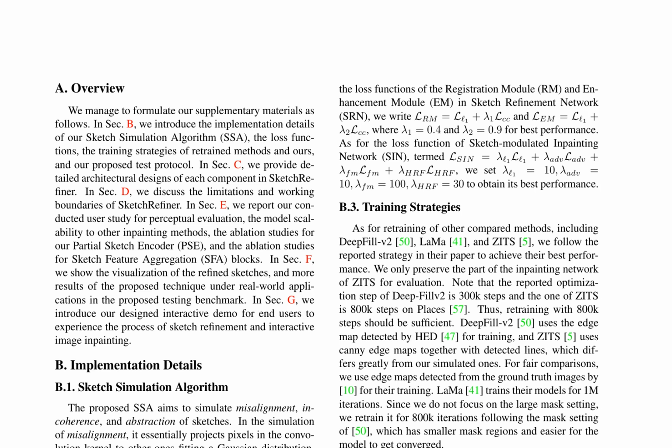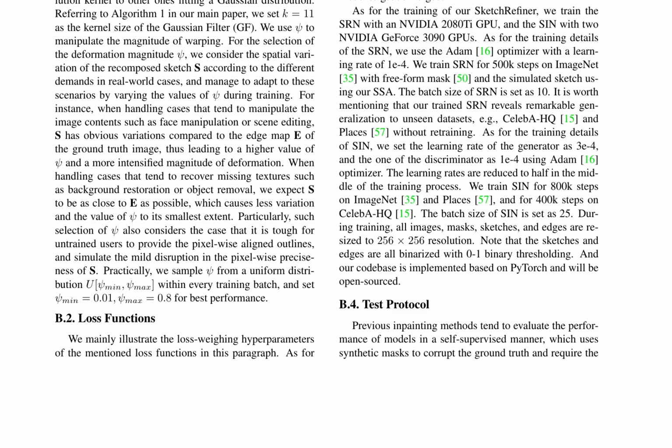These functions combine L1 loss with coherence loss, weighted by lambda 1 and lambda 2, to optimize the registration and enhancement processes. The sketch-modulated inpainting network, SIN, is trained using a multi-term loss function, L_SIN equals lambda L1 L_L1 plus lambda adv L_adv plus lambda FM L_FM plus lambda HRF L_HRF. This loss function balances L1 loss, adversarial loss, feature matching loss, and high-resolution feature loss to generate high-quality inpainted images.